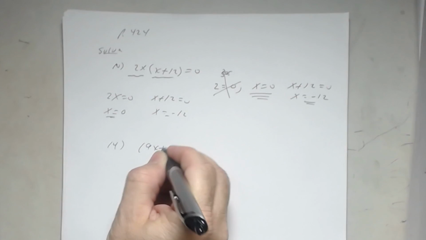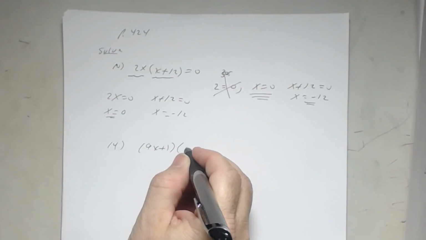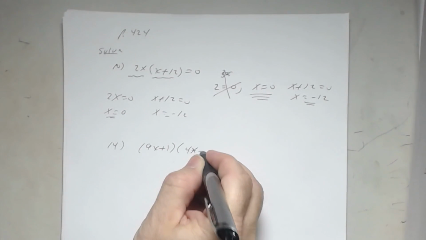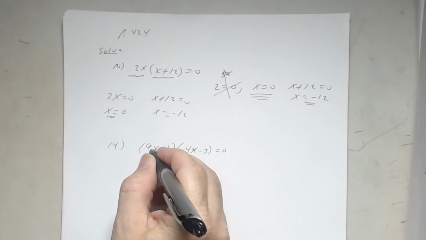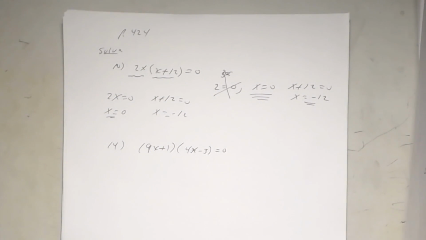Number 14. You have 9x plus 1 times 4x minus 3 equals 0. Okay. Is there already a factor? Yes. You have a product that's equal to 0.